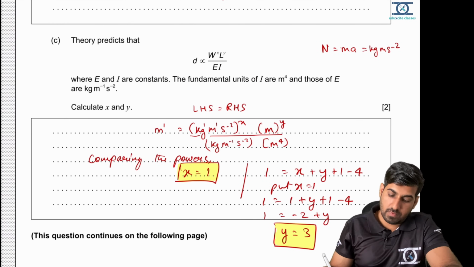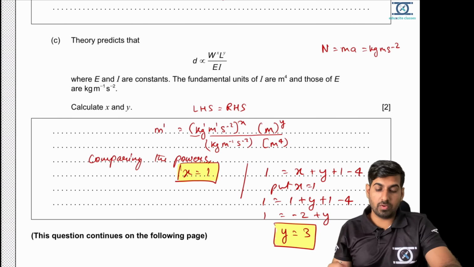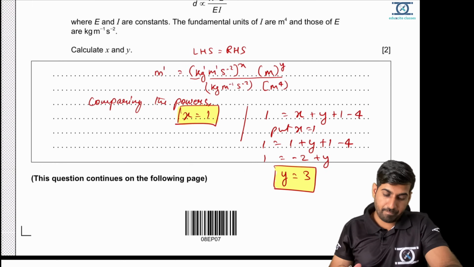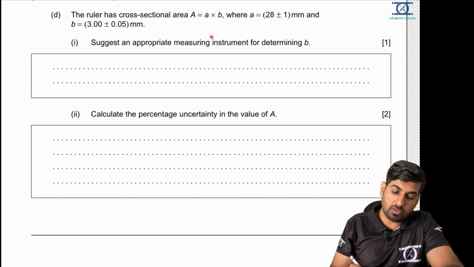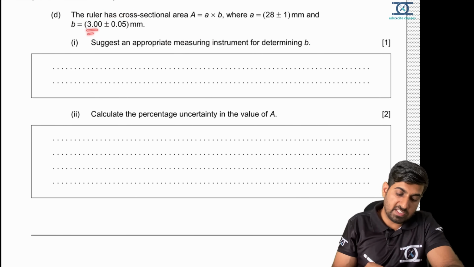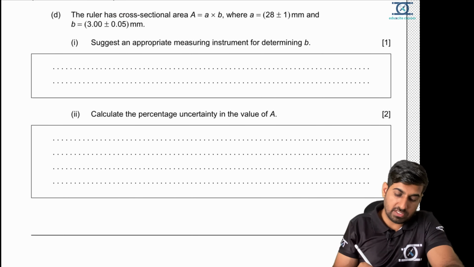Okay, I hope I have given you enough explanation on how to get the value of x and y. Even so, if you have doubt, just comment below. Okay, now the D part, the cross sectional area of the ruler is a into b, where a is given and b is given. We have to suggest an appropriate measuring instrument for determining b. Now you can see b is 0.05 mm and it is very small, and we know that to measure lengths which are in millimeters, we generally use the micrometer screw gauge.